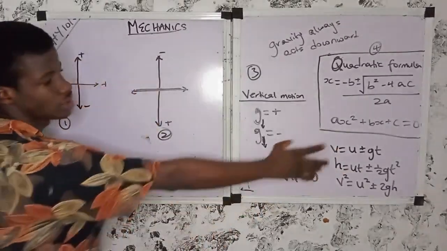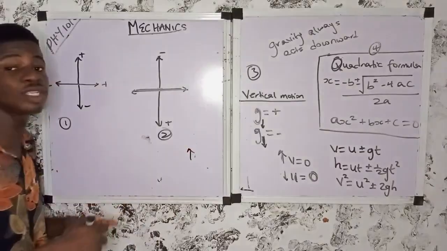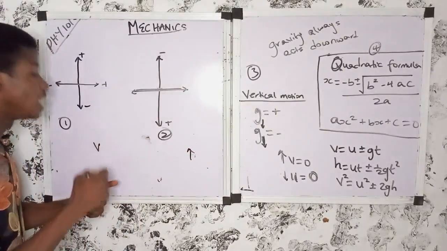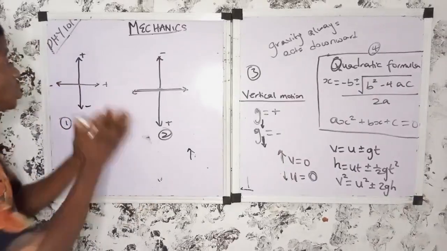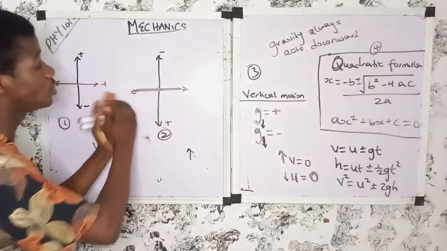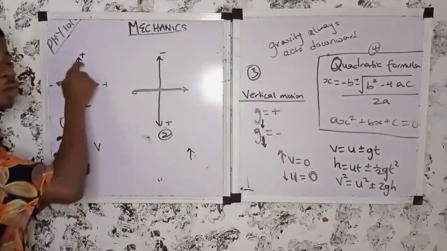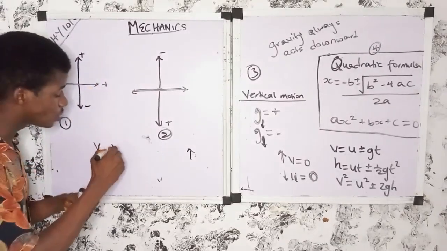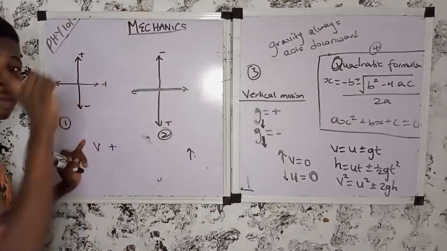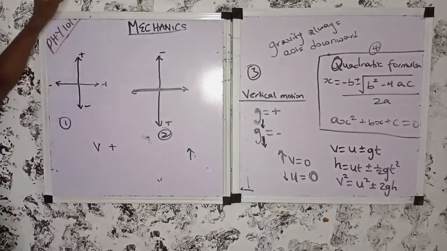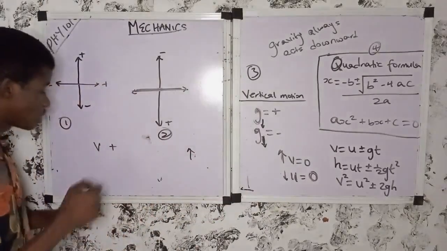Now, let's start with this very first equation. Whenever you throw a body upward, it depends on the coordinates you use. Are you using this coordinate, or this other coordinate? When the body is going upward, if you use this first coordinate, the velocity is usually positive, because going up, according to this coordinate, is usually positive. Same thing for the initial velocity.